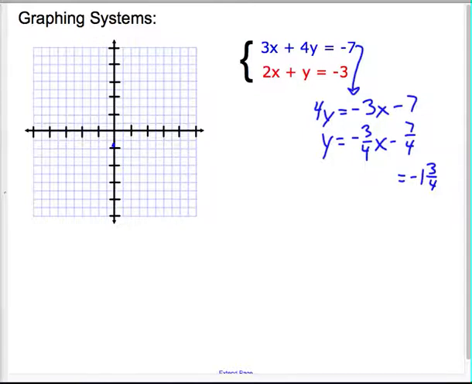So I'm going to rise 3, run to the right 4 from my y-intercept. Sorry, run to the left 4. It's negative. Your line should fall. Have to do that with the fraction. And then I can also fall and run to the right.